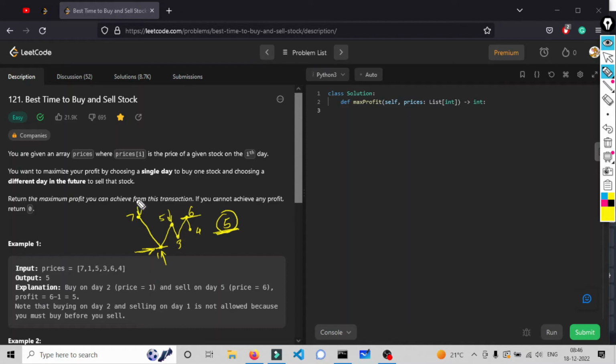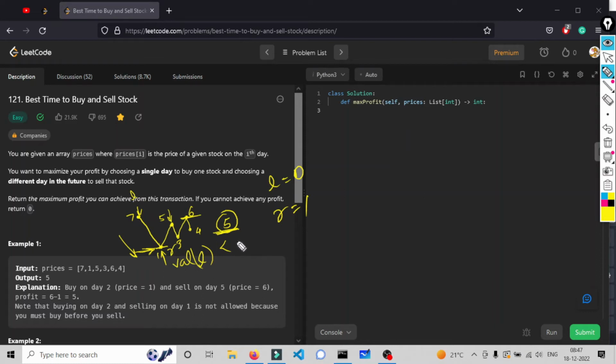Suppose this is a left pointer and this is the right pointer. The left pointer starts from 0, the right pointer starts from 1. If the left value is greater than the right value, then we will shift the left pointer by 1 and the right pointer also by 1. Now again we will compare whether the left value is less than the right value or not.